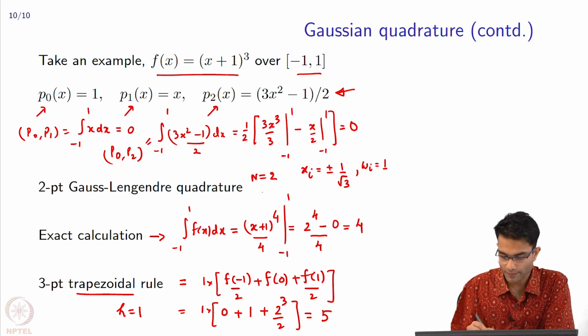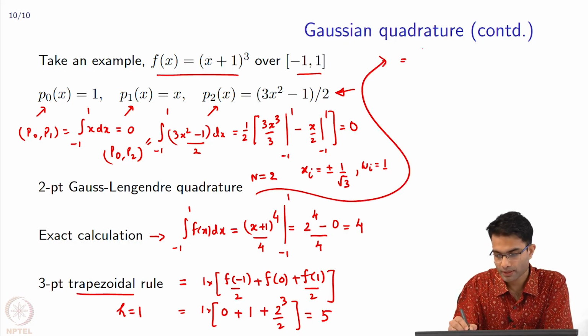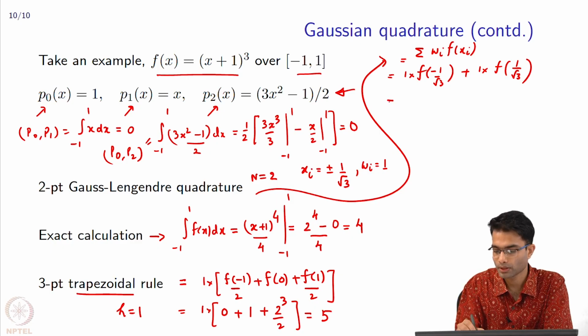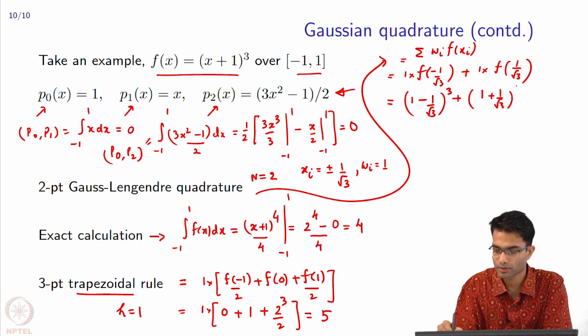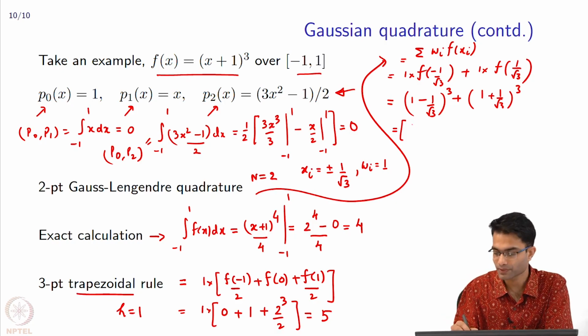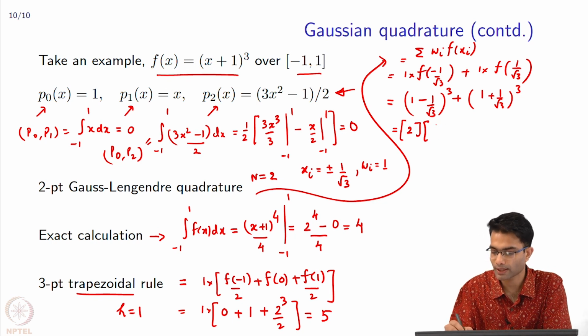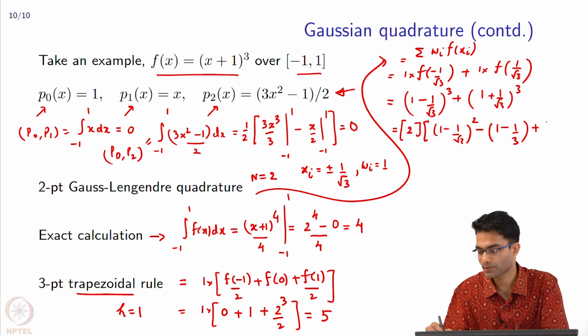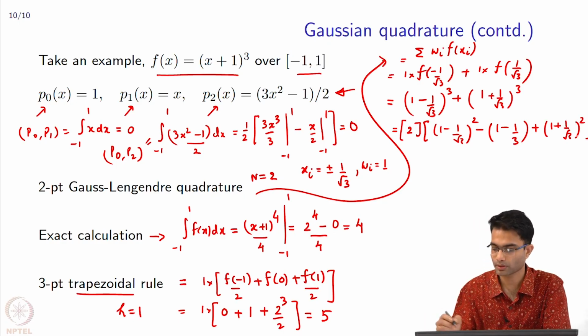Let us evaluate this. The general formula is the sum of wi f of xi. So, it is going to be 1 into f at minus 1 by root 3, plus 1 into f at 1 by root 3. This gives me (1 minus 1 by root 3) cubed plus (1 plus 1 by root 3) cubed. We can evaluate this simply. a cubed plus b cubed gives (a plus b) as the first term, which is going to be 2, times (a squared minus ab plus b squared), where a squared is (1 minus 1 by root 3) squared and b squared is (1 plus 1 by root 3) squared. You can work through the math, and you will get the answer 4 in this case also.